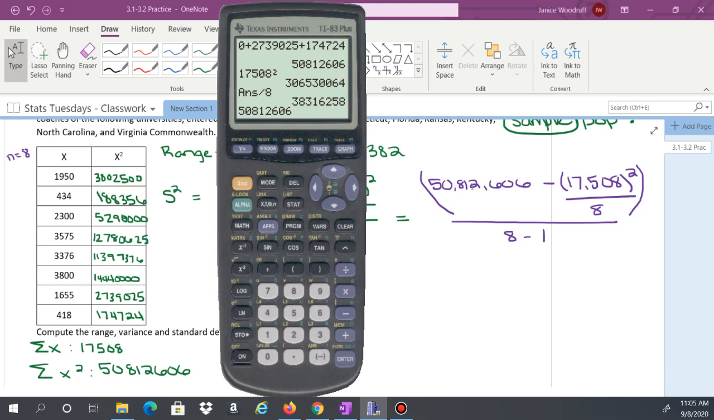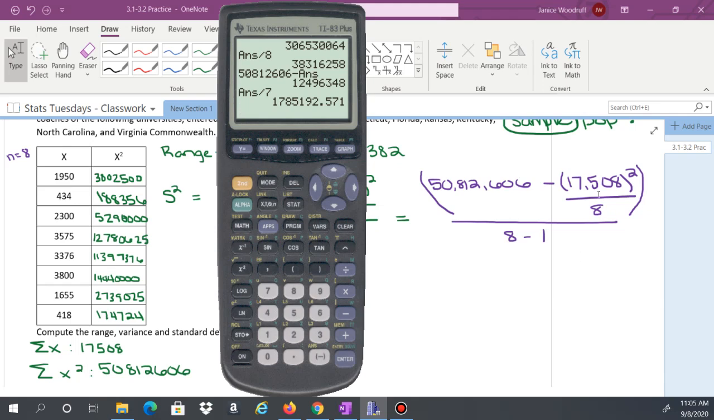So then you do the 50,812,606 minus. Now, if I want to do this in my calculator and minus it, I don't have to type everything out. You can use this here. See above the negative sign, there's a yellow ANS. That means pull the previous answer and let me use that. So if you go second negative, it will subtract the previous answer. And then we're going to divide by 8 minus 1, which is 7. And that gives me my variance.